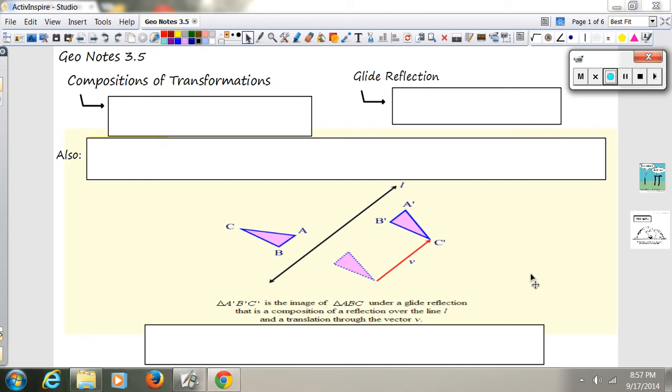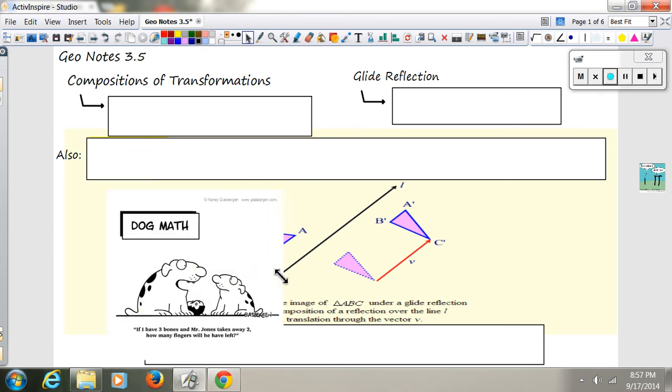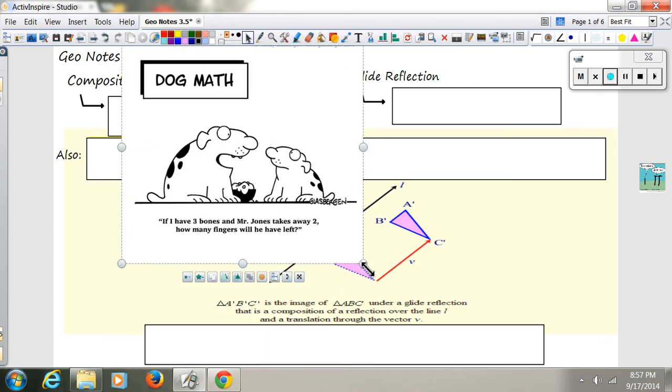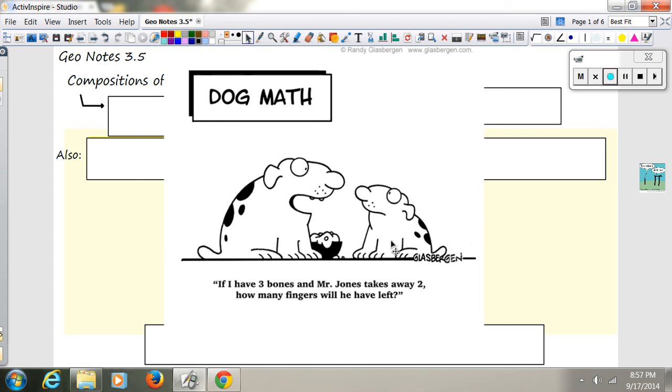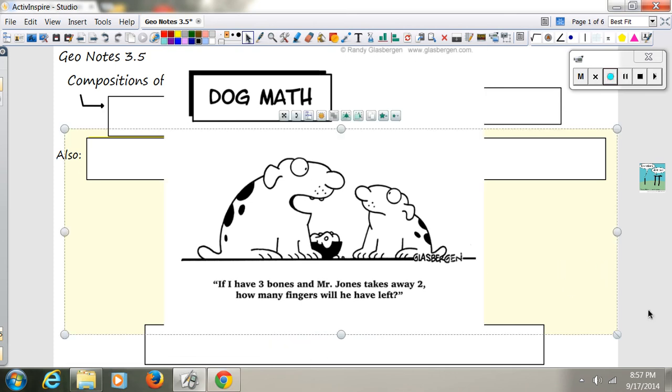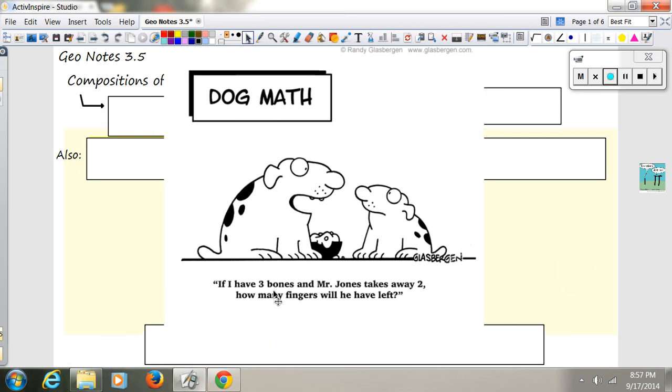But I have a few comics for you today. I have actually two comics. Here's Dog Math. I wanted to show this one to you first. This is what dogs would talk about when they're taking their math class. The first dog says, I have 3 bones, and Mr. Jones takes away 2. How many fingers will he have left? Because he would be awful ticked at him taking his bones away.